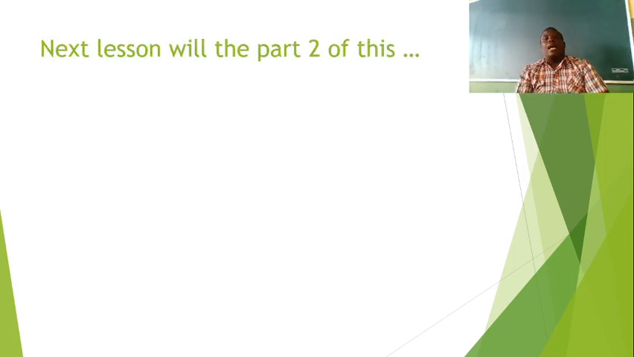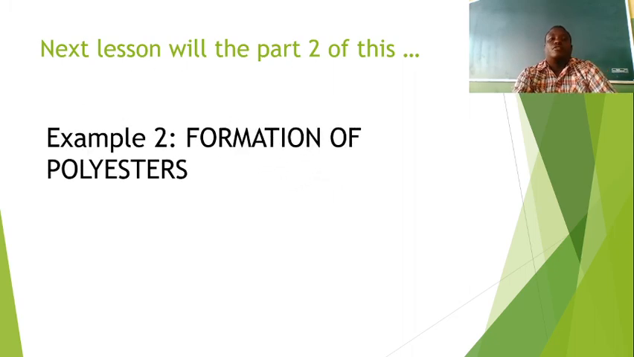So now I can stop here. The next part of this lesson will be here soon on the formation of polyesters. We have seen that this polymerization, this condensation, takes place in two ways: polyamides or polyesters. The next lesson will be on the formation of polyesters. So today we are going to finish here. See you in the next lesson.